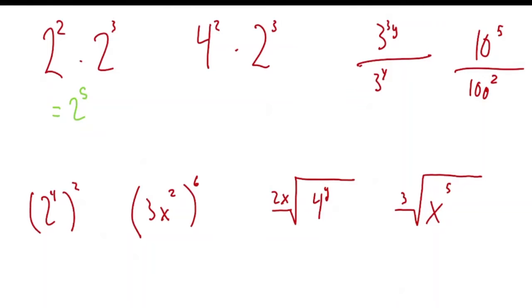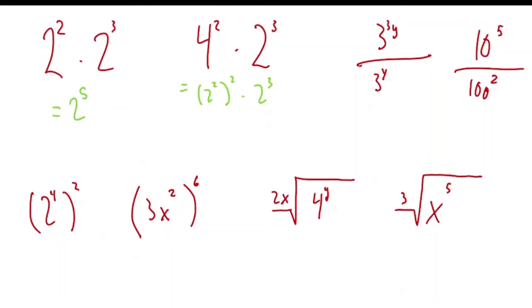Now for this one, we notice that the bases are not the same. So we can't add it like that unless we change bases. So I see that the 4 can equal 2 squared, right? Multiplied by 2 cubed, right? So what I did was I changed the bases so the bases are the same.